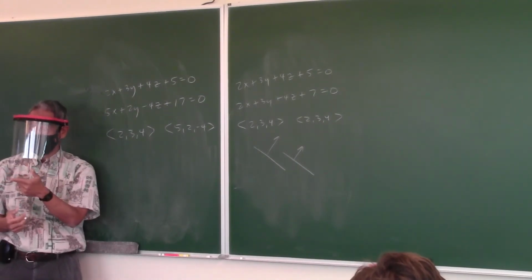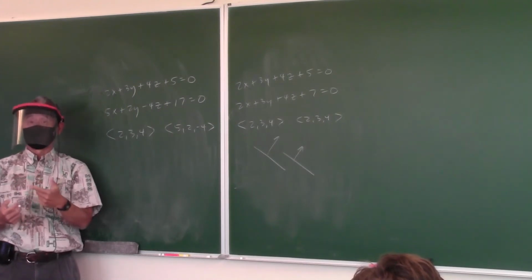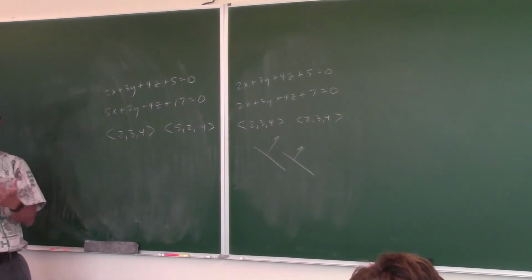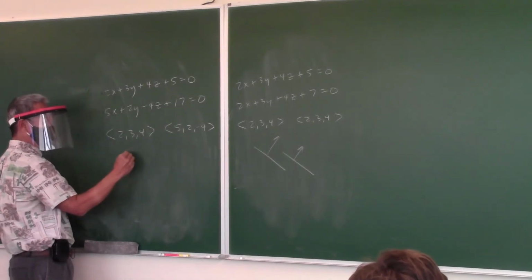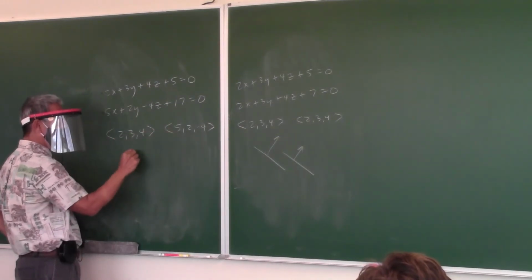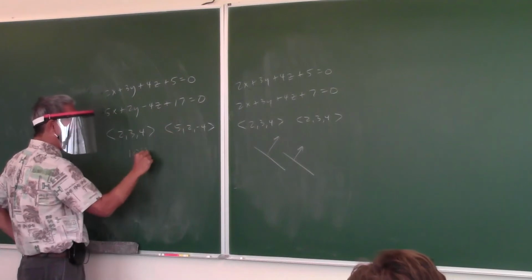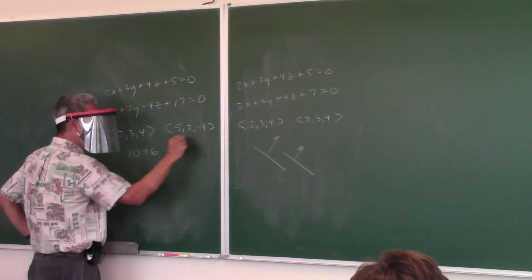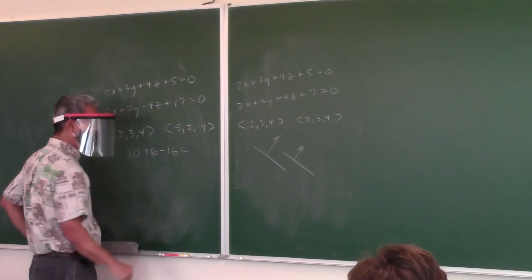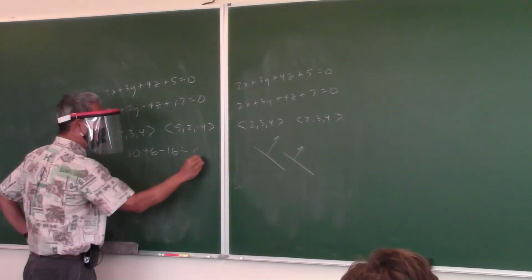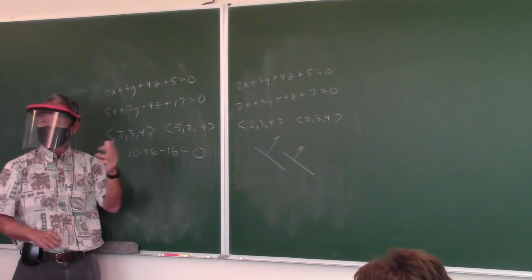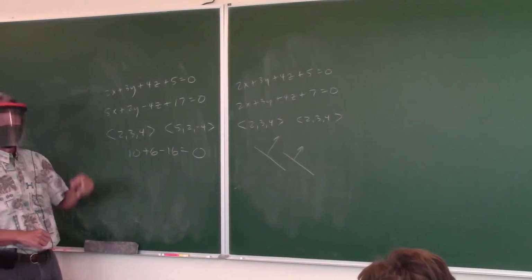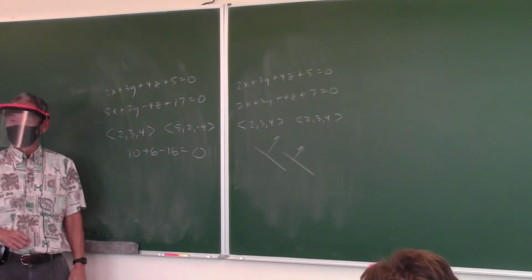But they could be perpendicular. How do you test that? If the dot product is 0. Okay, how do you compute the dot product of two vectors? Multiply the x components, multiply the y components, multiply the z components, and add them up. What do you get? 0. So this vector is perpendicular to this vector, which means this plane is perpendicular to that plane then, right?